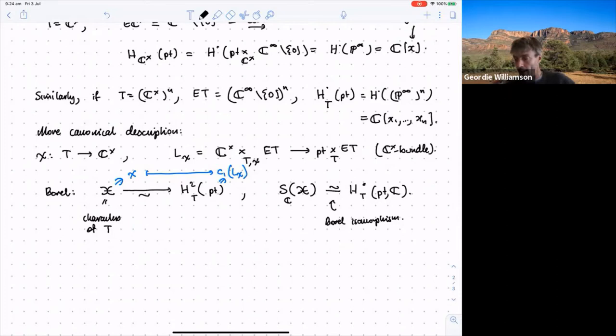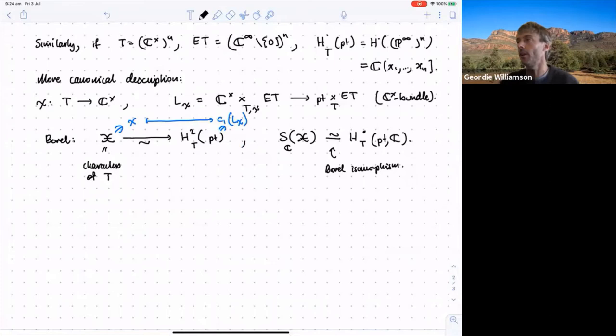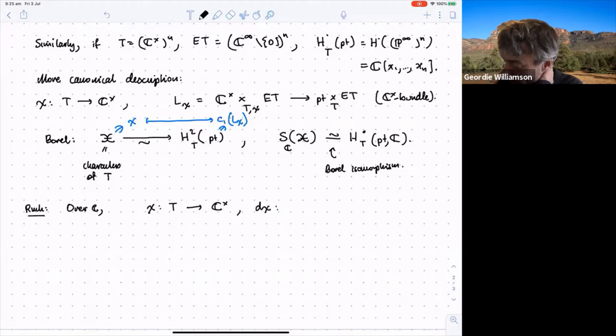And over C, there's another way of thinking about this, which is perhaps useful. Which is that if we're given a character of our torus, we can differentiate it and get a linear function on the Lie algebra.